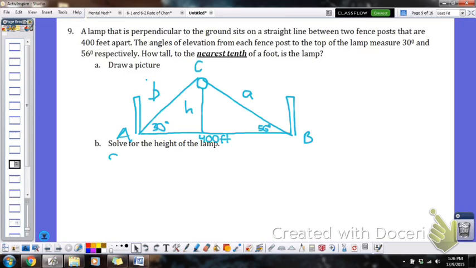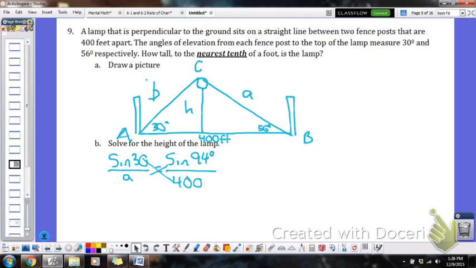So I'm going to take the sine of A, so the sine of 30, over little a, and that'll be equal to the sine of C, but we don't know angle C, but that's easily found. Just take 180 minus 30 minus 56, which is 94 degrees, so the sine of 94 degrees over 400. Cross multiply to solve for a.